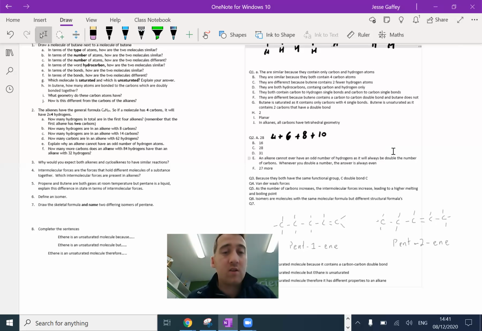Intermolecular forces are forces that hold together the molecules of a substance. Which intermolecular forces are present in alkenes? Well, all hydrocarbons contain the weakest type of intermolecular force called a van der Waals force. Okay, van der Waals forces between all of these hydrocarbons.